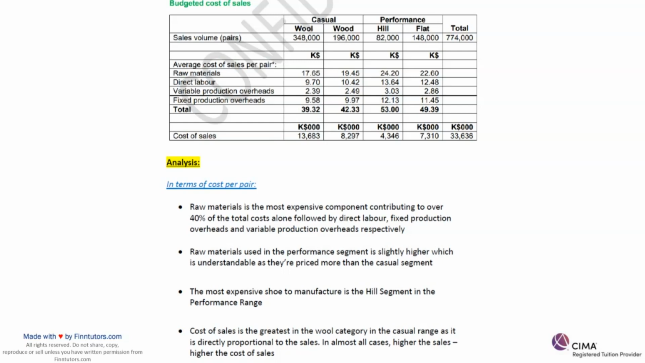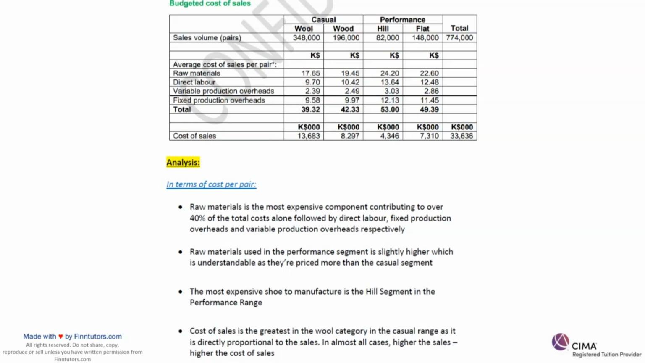So sales volume in number of pairs is remaining the same as always. The average cost has been taken. So raw material cost, direct labor cost, variable production, fixed production overheads, estimated over here. Raw materials is the most expensive component, contributing to over 40% of the total costs alone, followed by direct labor, then your fixed production overheads, and then your variable production overheads, which means when you're looking at producing such a highly sustainable and innovative product, the input is going to be expensive.